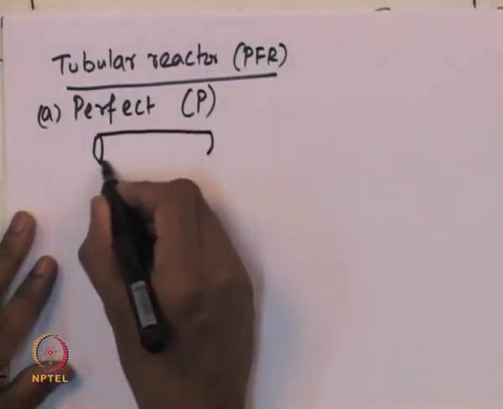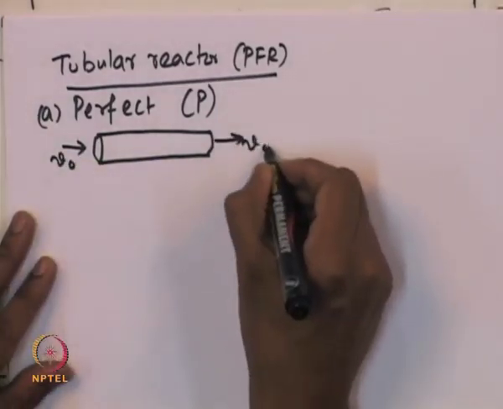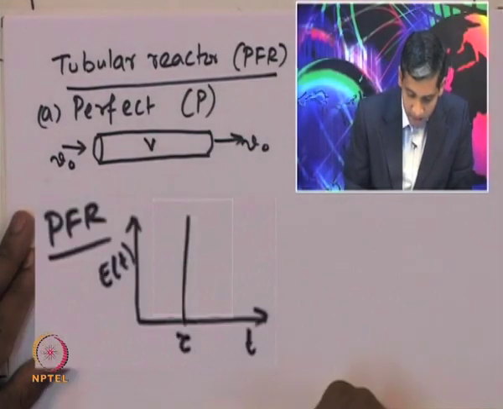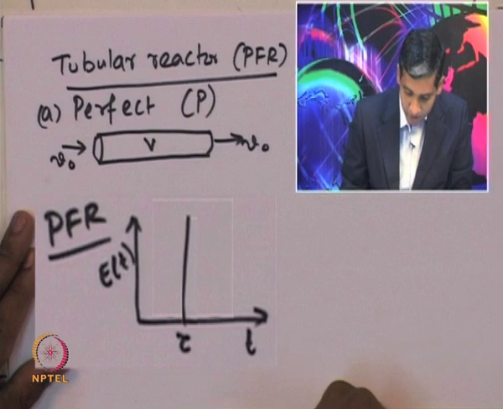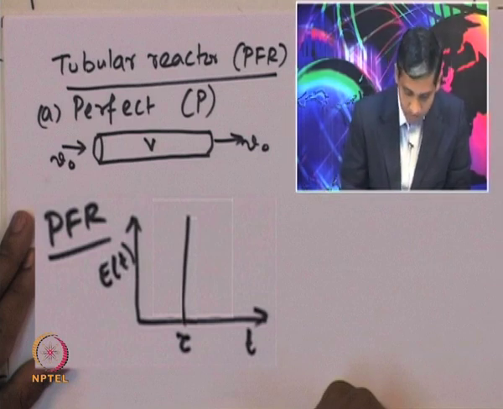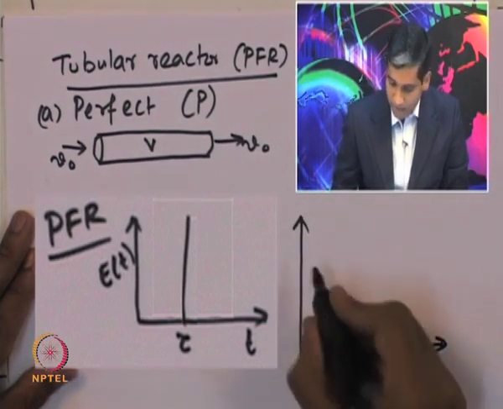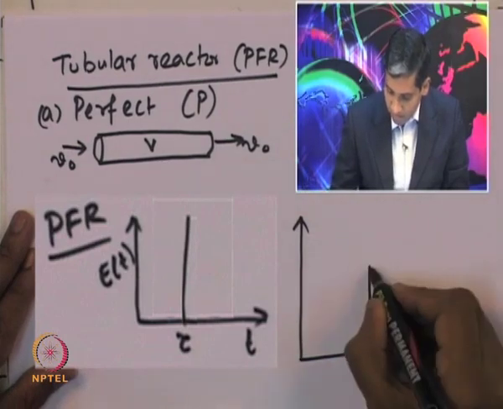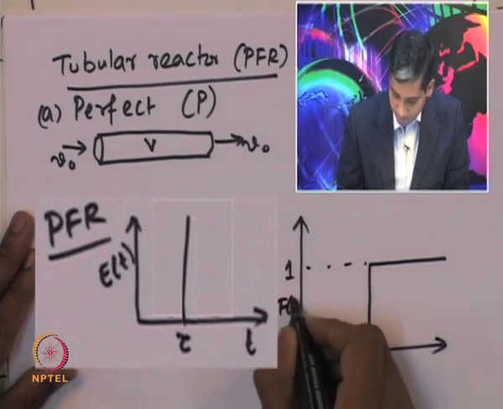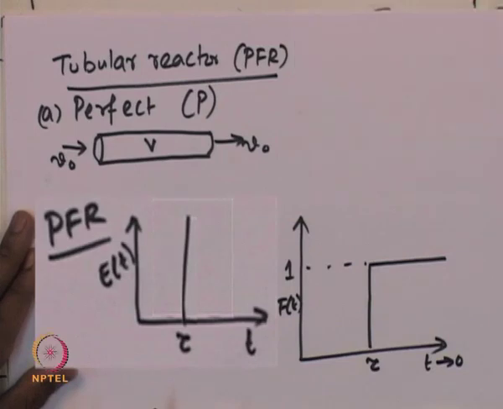So, here is a tube and there is a fluid flowing at a volumetric flow rate of V_0, and the volume of the plug flow reactor is V. Now the RTD curve, we know that it is a delta function centered at the space time of the reactor. So, that is E(t), and then the F curve starts at tau and reaches 1. It is a step function in the F versus t plane. So, that we already know.